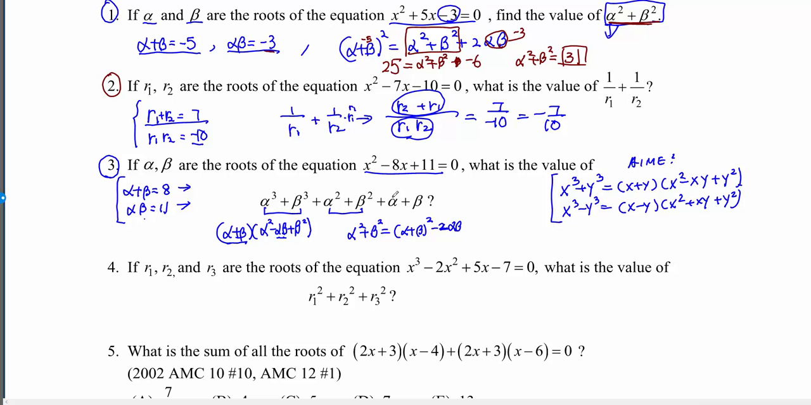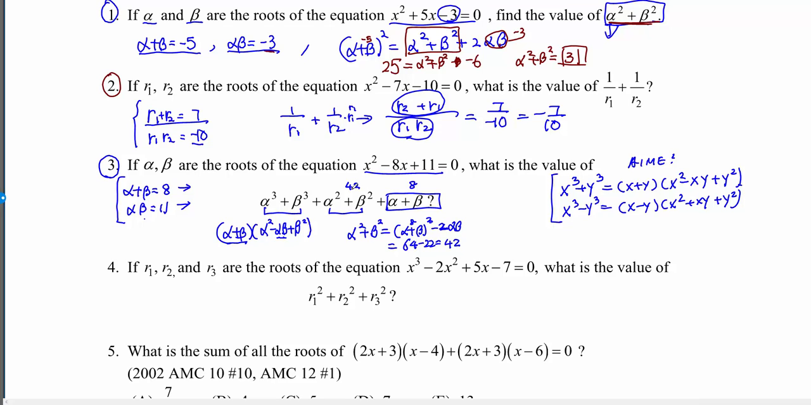Okay, alpha plus beta, we already know that. This one is how much? 8. Alpha square plus beta square is how much? Alpha plus beta is 8, squared. 8 squared is 64. Minus 22 is what? 42, isn't it? So this number is 42.